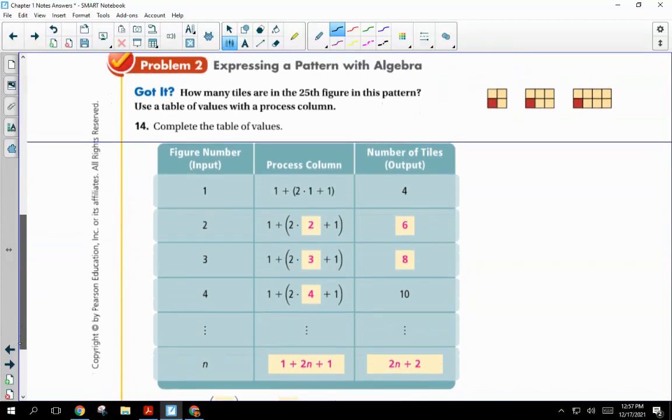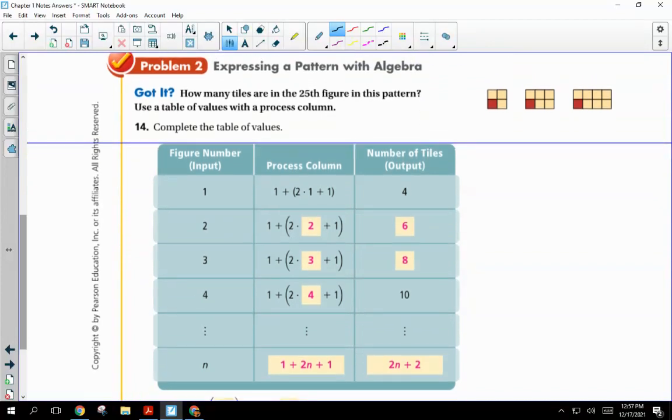Now we're using the same kind of patterns, and we're going to express it using numbers. How many tiles are in the 25th figure in this pattern? Use a table, and we're going to use tables a lot this year when we do things. And the basic tables we're going to use look like this. They have the input numbers, which is the X value a lot of times. Here are the input numbers.